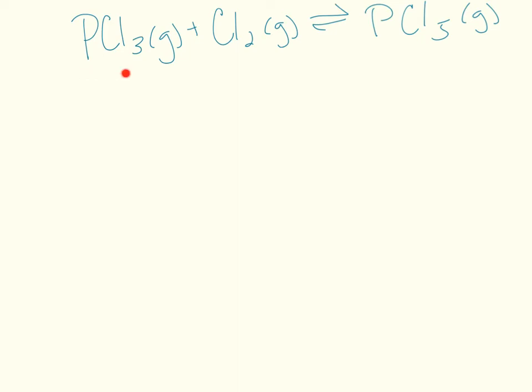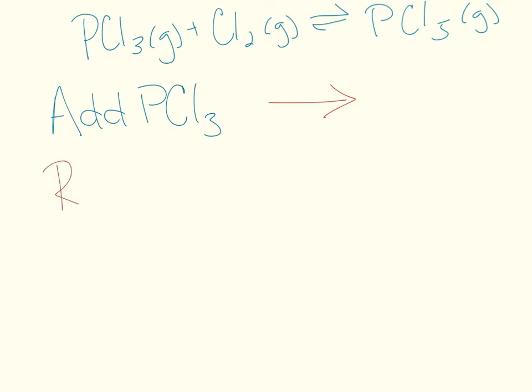All right, so let's take this new equilibrium system here. We have PCl3 plus chlorine gas going to PCl5 gas. So if I add some PCl3, what is that going to do to my overall equilibrium? It's going to shift it right. So if I add some reactant for this particular equilibrium system, it's going to shift the overall system towards the products.